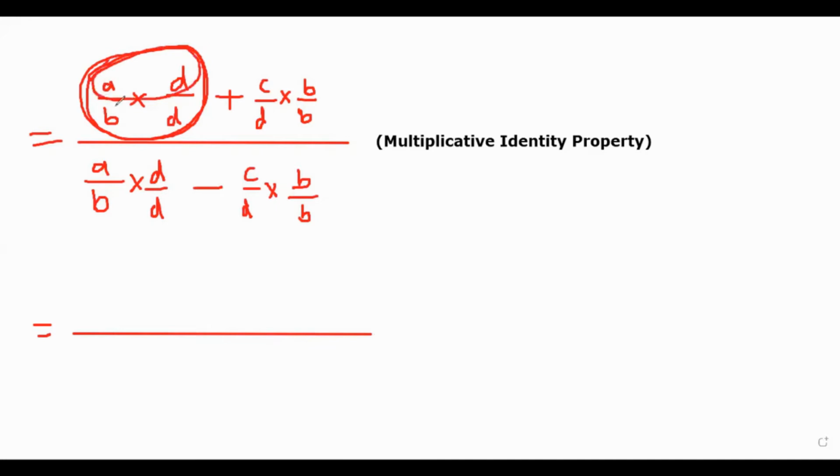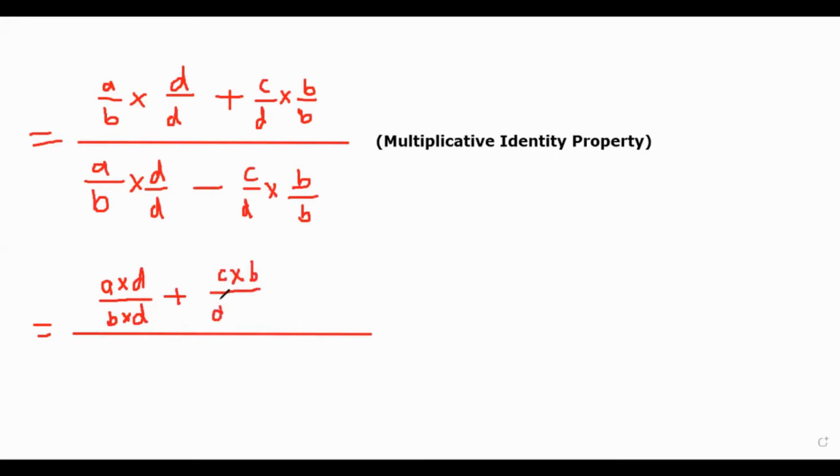Why? Because they are going to be multiplied to each other. So A multiplied D divided by B multiplied by D. So both numerators are going to be multiplied with each other, while the denominators are also going to be multiplied with each other. So B cross B plus this is C cross B divided by D cross D.